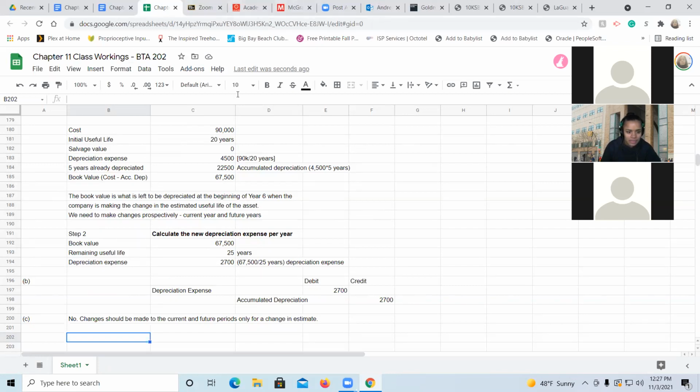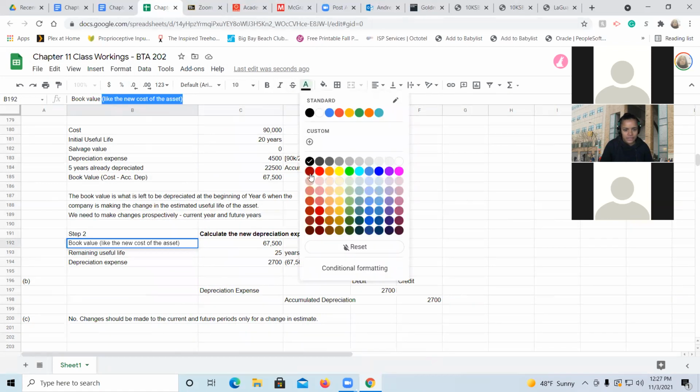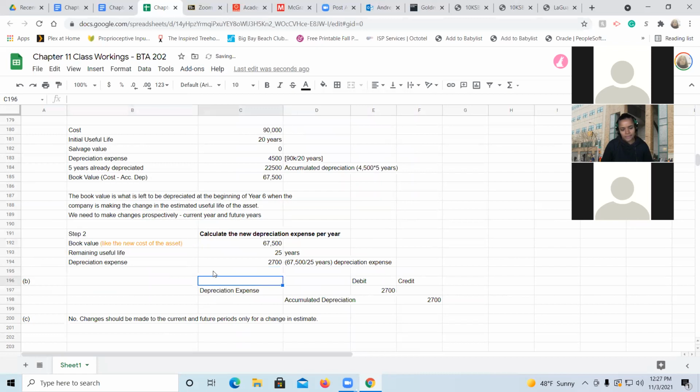I just want to point out that this book value, I forgot to write this in. Maybe to think of it, it's like the new cost of the asset. I think that's important to think about, especially when we have a salvage value to work with, which we'll have in the next example. Treat this like a new cost. So if there's a salvage value, you're still going to deduct that salvage value from the cost.